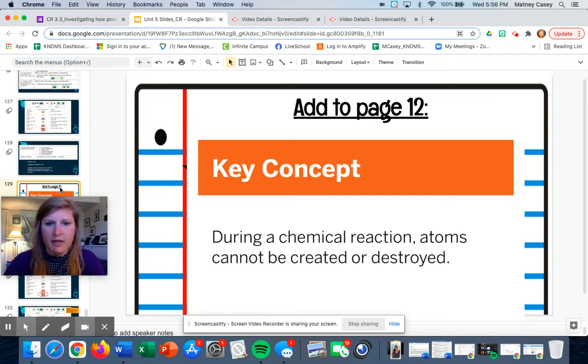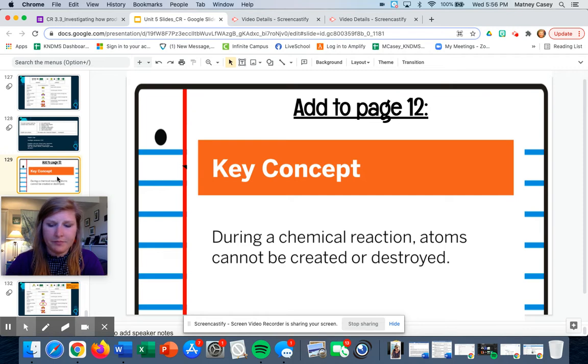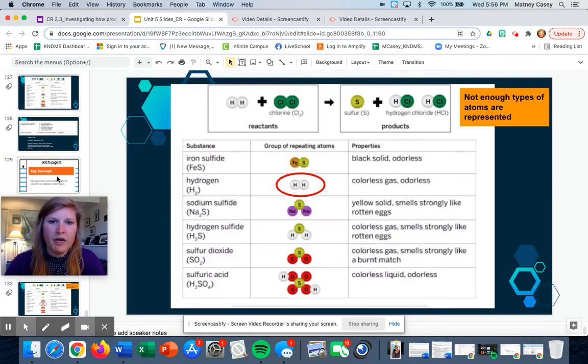During a chemical reaction, atoms cannot be created or destroyed. So keeping that in mind, I'm going to go through my thought process on this and how I solved this problem. I went through 3 different possible substances off of this list. My first one was I looked at hydrogen.